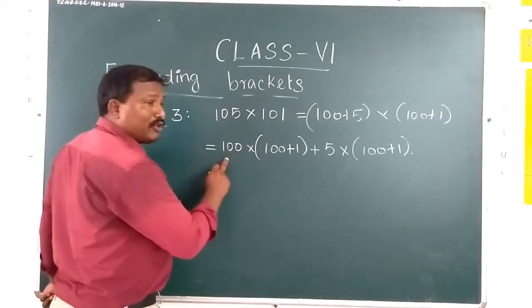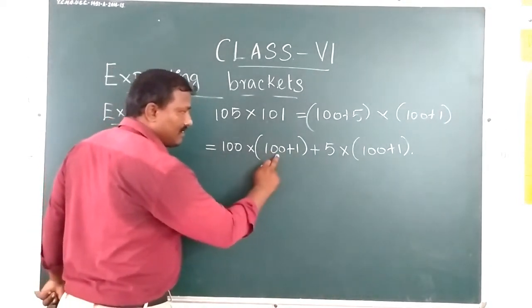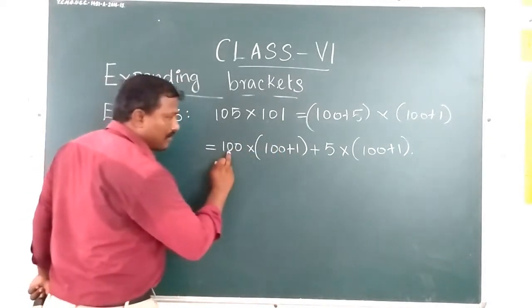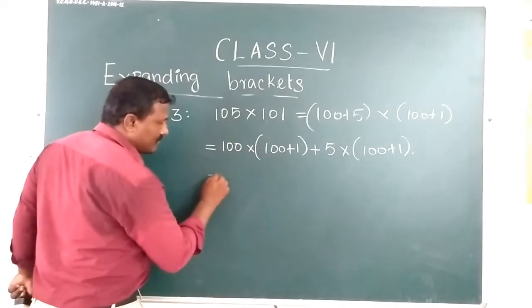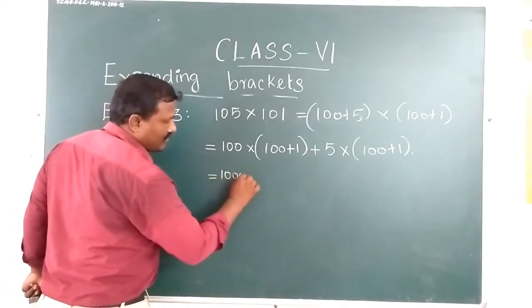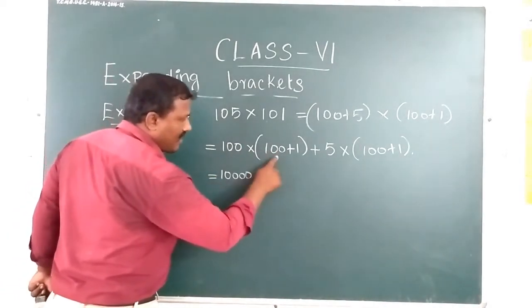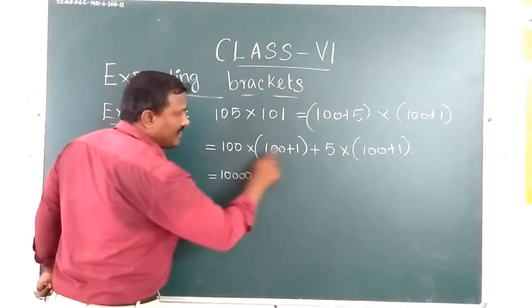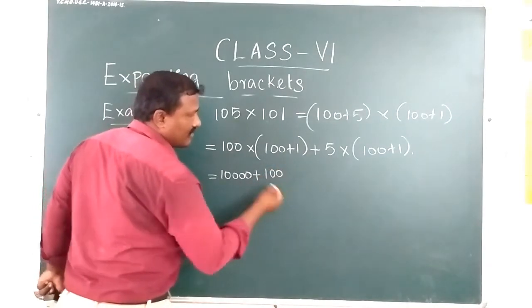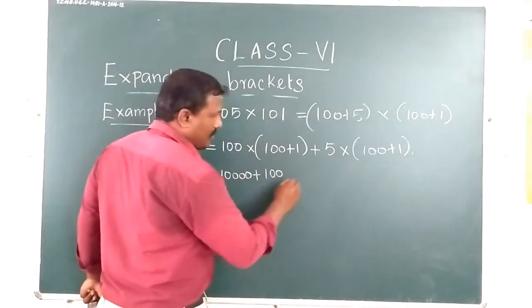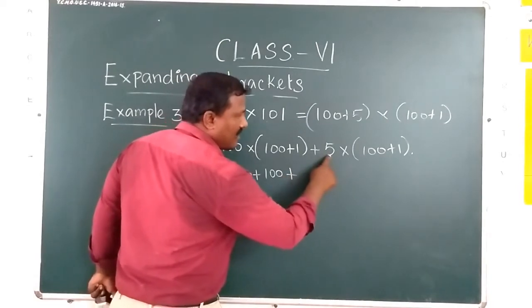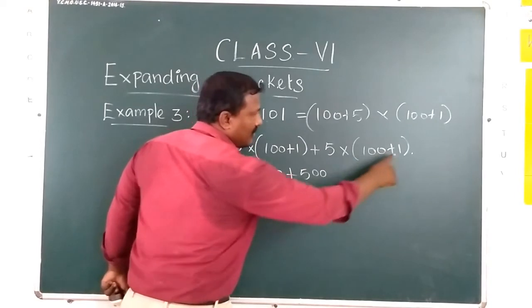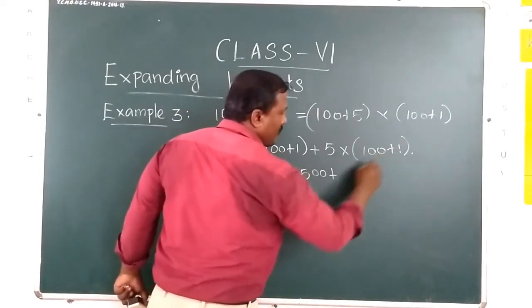So now I am going to multiply 100 into 100, then after that 100 into 1. So first we will multiply by this one. 100 into 100, 10,000. Okay. Then plus 100 into 1, 100. That's it. Then plus 5 into 100, 500, plus 5 into 1, 5.